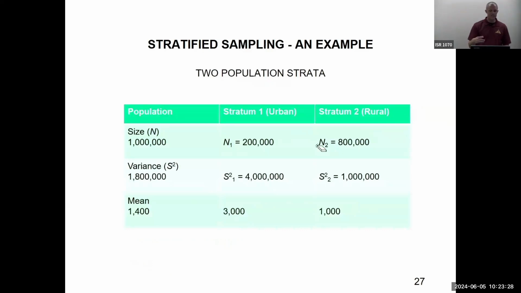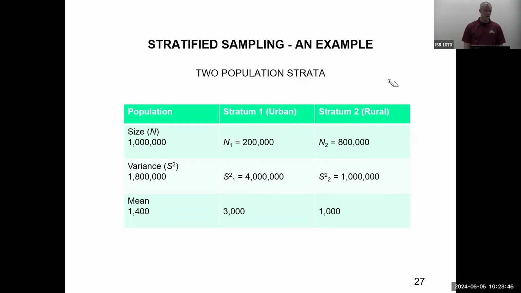Okay, so let's just see an example of what we mean by this kind of gain in efficiency. Suppose that we have a population where we have two strata. So very simple case. We have an urban stratum and we have a rural stratum. We divided our entire population into these two groups. It includes everybody in the population.